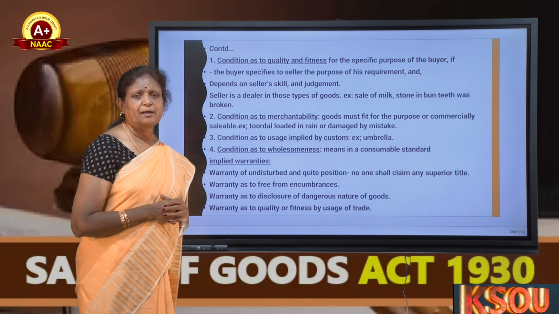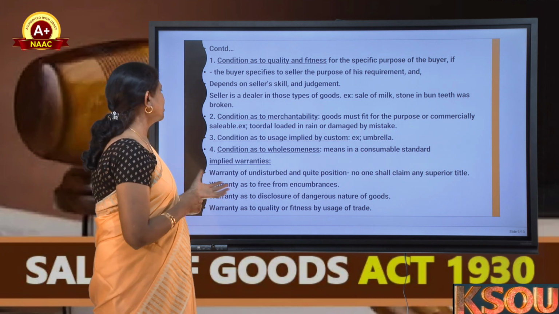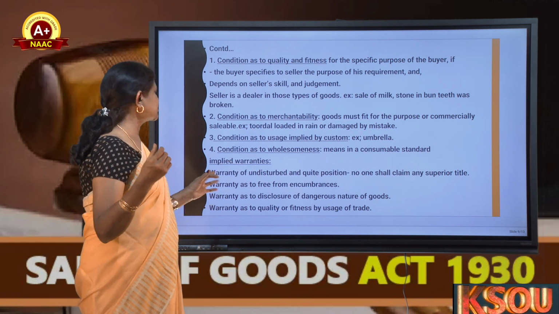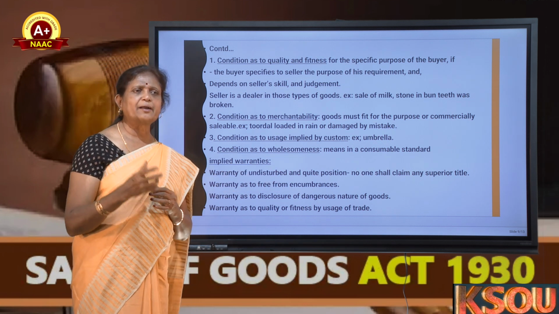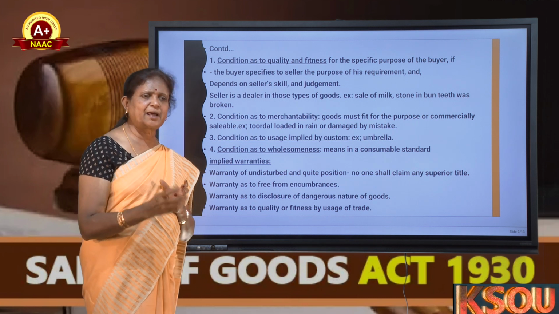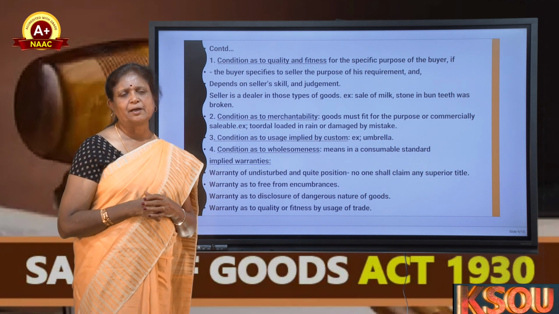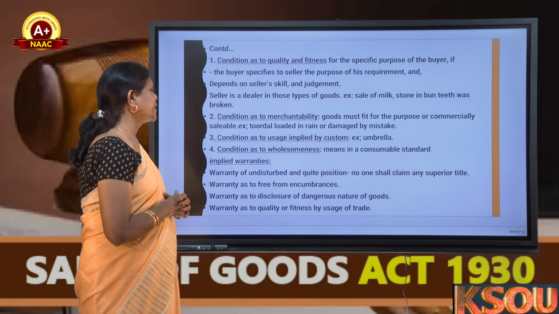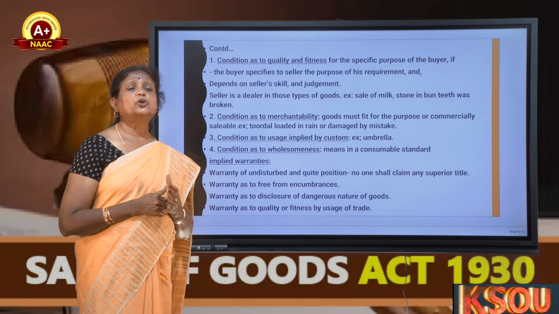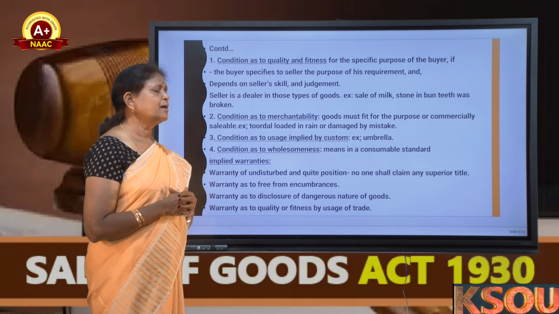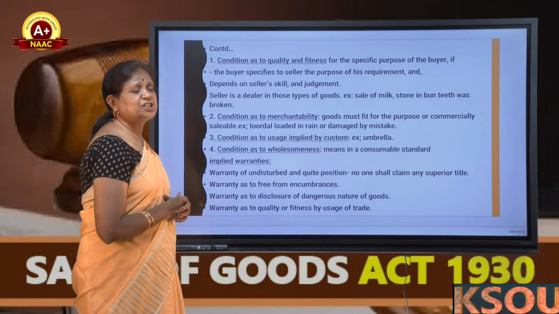Similarly, warranty. Warranty is not that important because the person cannot repudiate the contract for the breach of warranty. First, the warranty as to undisturbed and quiet possession. Suppose the buyer purchases any goods, it may be a vehicle or anything, he is entitled to have quiet possession over the property. No one can disturb his ownership. And secondly, it must be free from any encumbrances. That means no charges must be there on any particular goods.